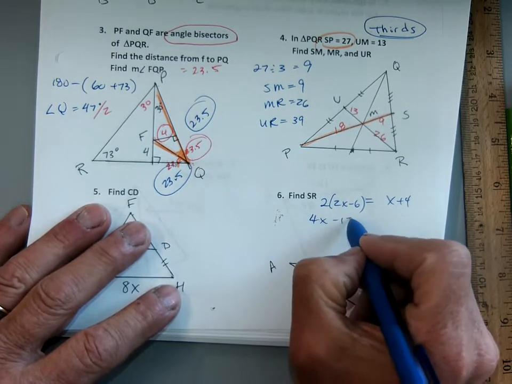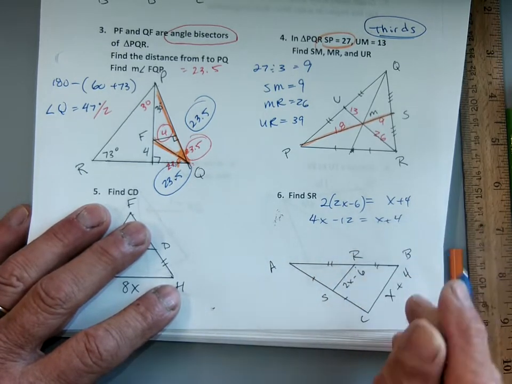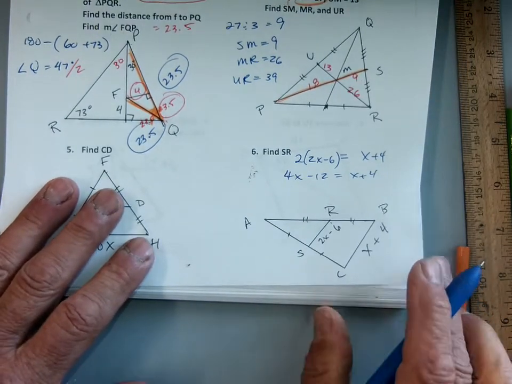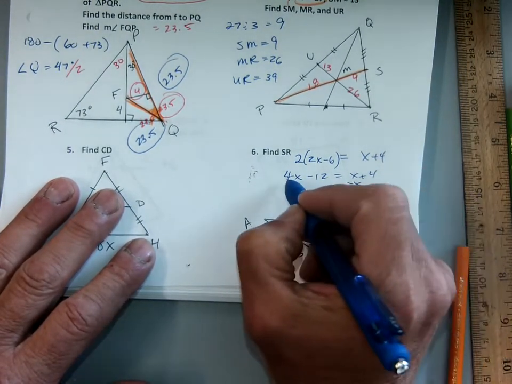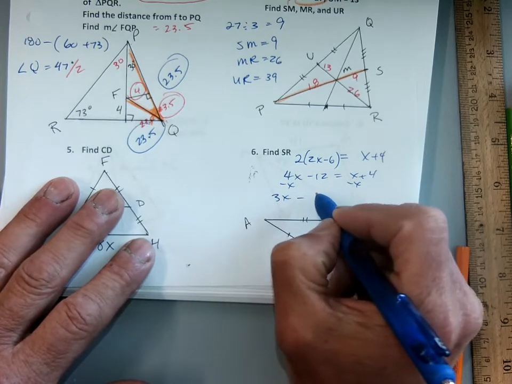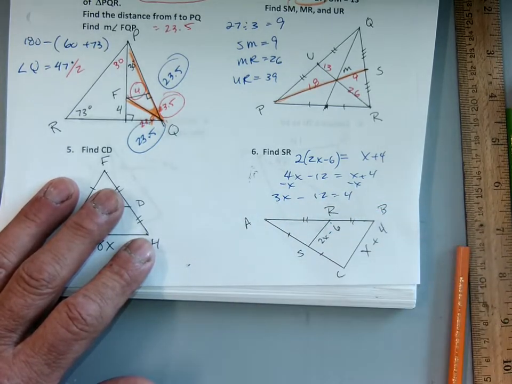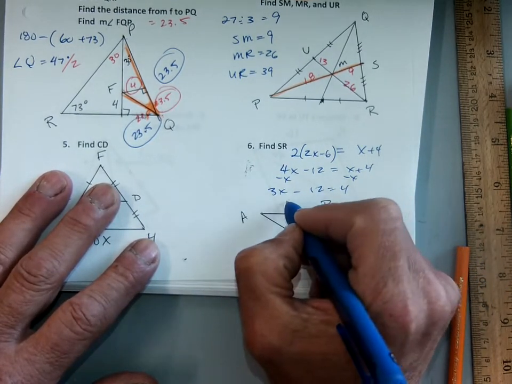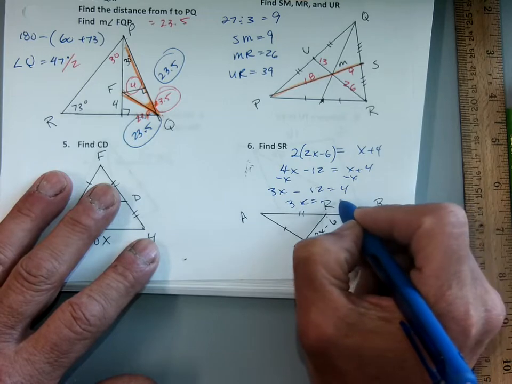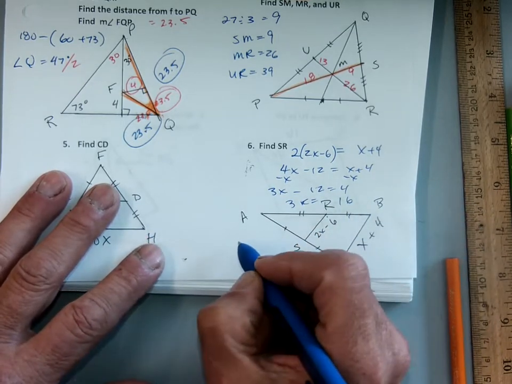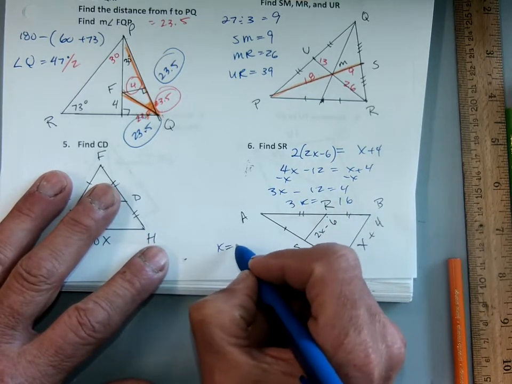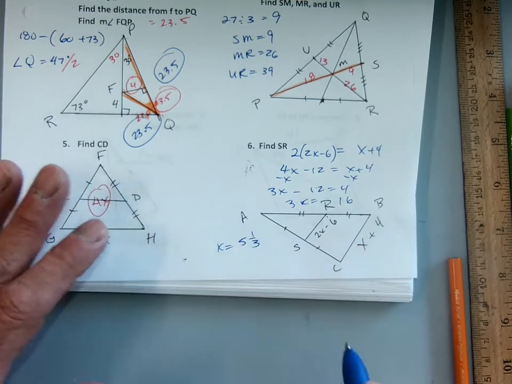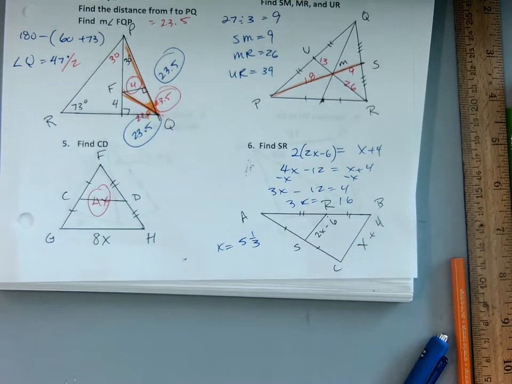4x minus 12 equals x plus 4, right? Minus x, I've got a 3x minus 12 equals 4. Plus 12, I've got a 3x equals, I'm squeezing it in because I'm running out of room, 16. If I divide by 3, x is 5 1/3, okay? But that's not the question, right? What's the question? Find SR, right?